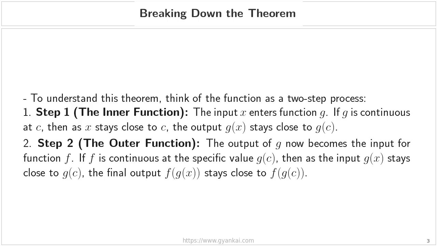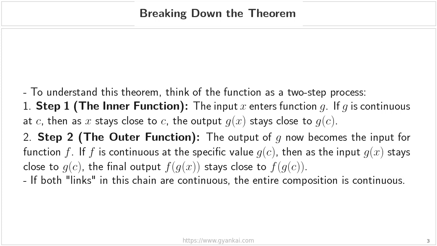Next, we move to step 2, the outer function, f. The output we just obtained from g now serves as the input for function f. If f is continuous at that specific value, g of c, then as the input, g of x, stays close to g of c, the final output, f of g of x, will stay close to f of g of c. Essentially, if both of these links in the chain are continuous, the entire composition is continuous. To make this concept even more intuitive, we will move on to a real-world analogy involving an assembly line in the next slide.